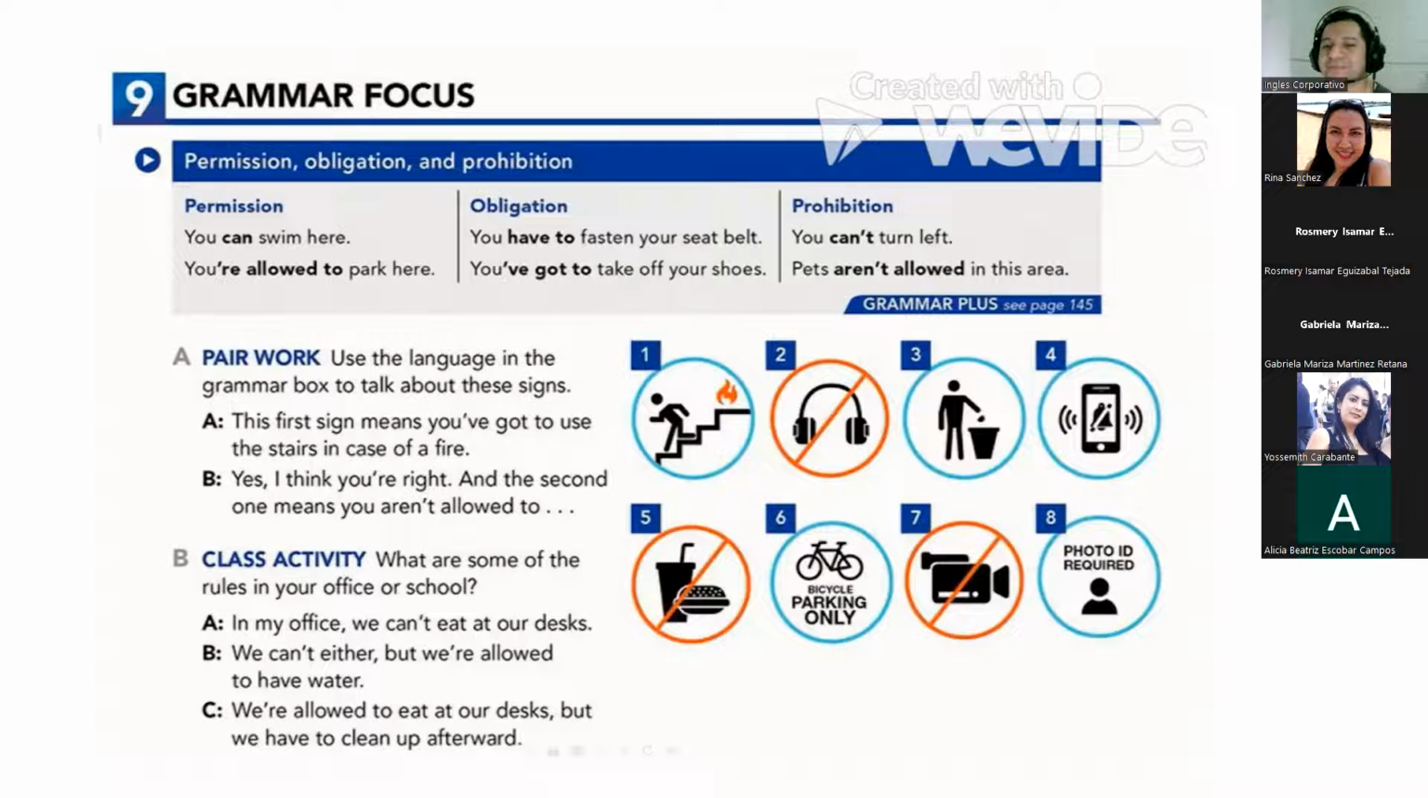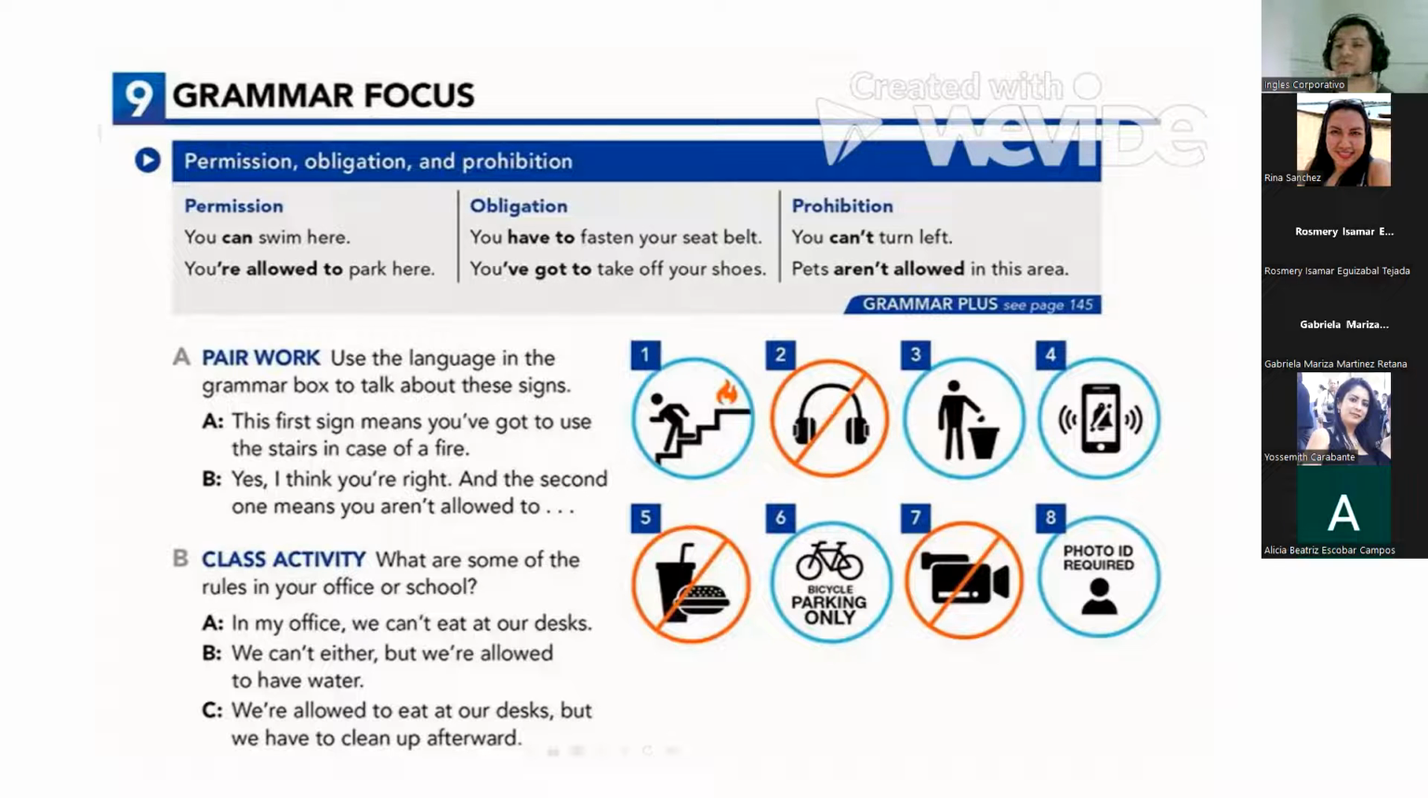Number 3. What is the meaning? You have to. Obligation, maybe. And what is it trying to say? Put the garbage on the side. Yes, you have to put the garbage in a trash can, right? Very good. You have to, right? It's an obligation.